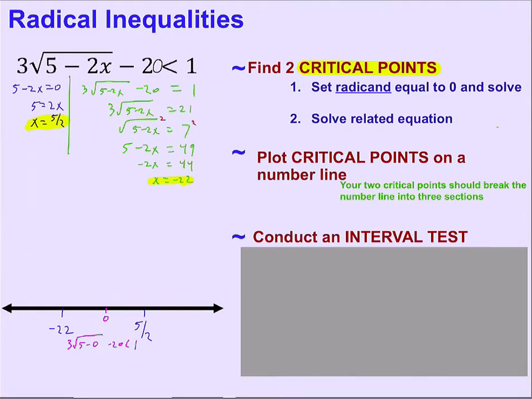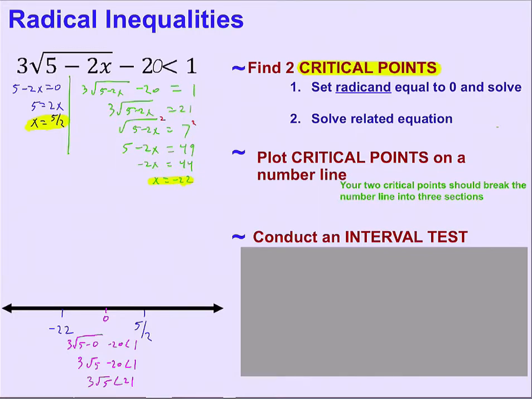by checking to see if, when you plug in a 0, the inequality is true. Well, 3 times the square root of 5 minus 20. It's sometimes tricky because I don't know exactly what 3 times the square root of 5 is. But if I move that 20 over, you should be able to tell just by looking that 3 times the square root of 5 is going to have to be less than 21.